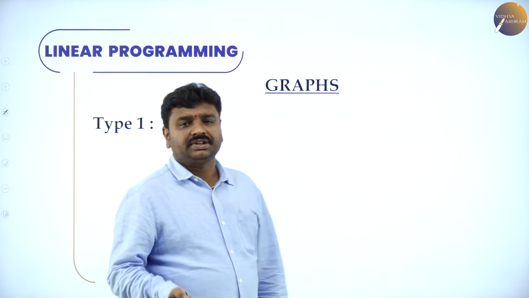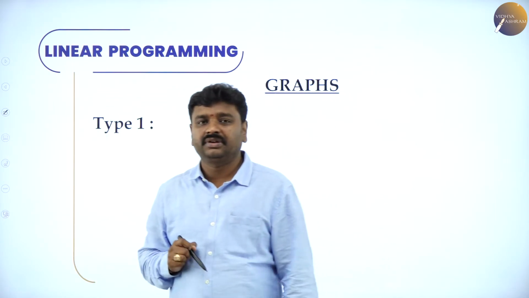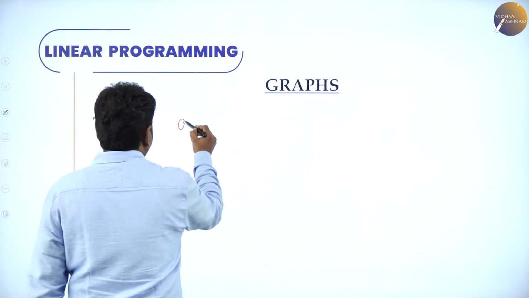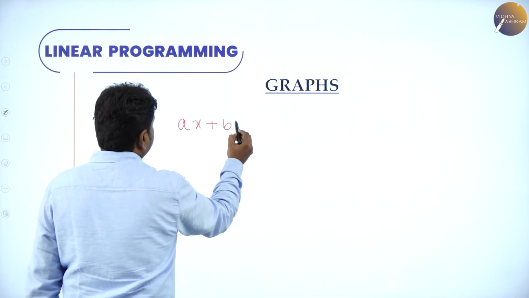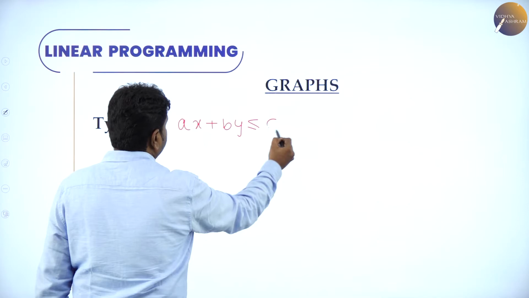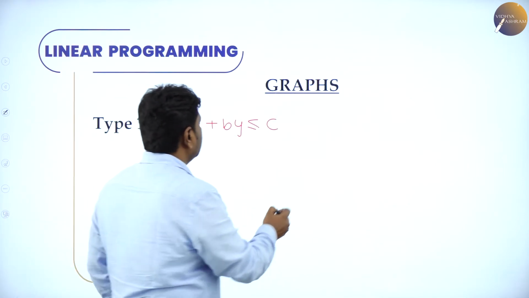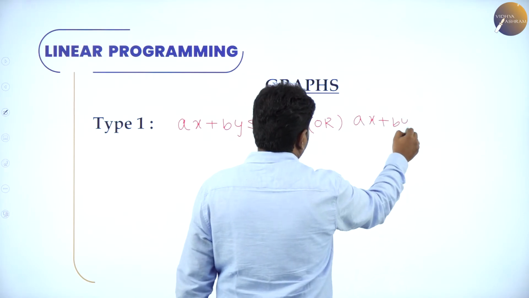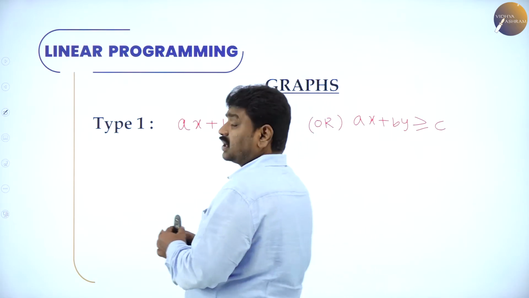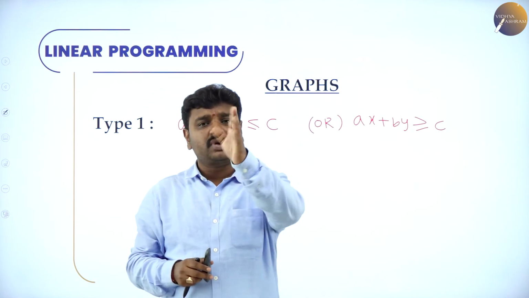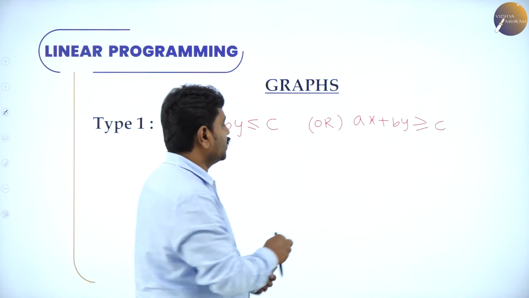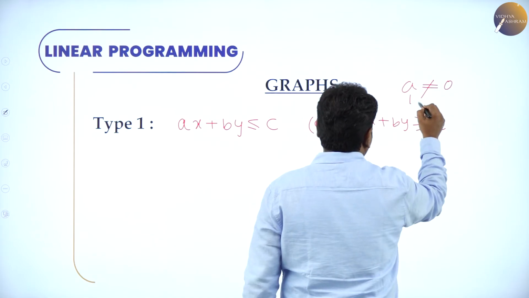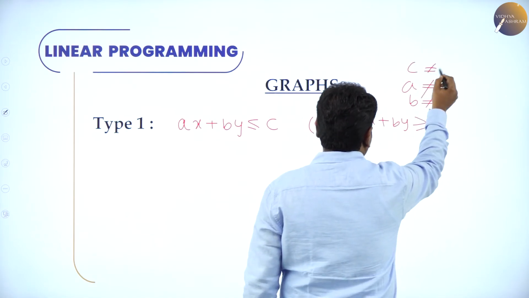Before I start the chapter, first you should know the types of graphs. Type 1 is simple: ax plus by less than or equal to c. Or they may also give greater than. It is in the form ax plus by greater than or equal to a constant. Here we will have an x term, a y term, and also a constant. Here in type 1, a is not equal to 0, b is not equal to 0, and c is also not equal to 0.